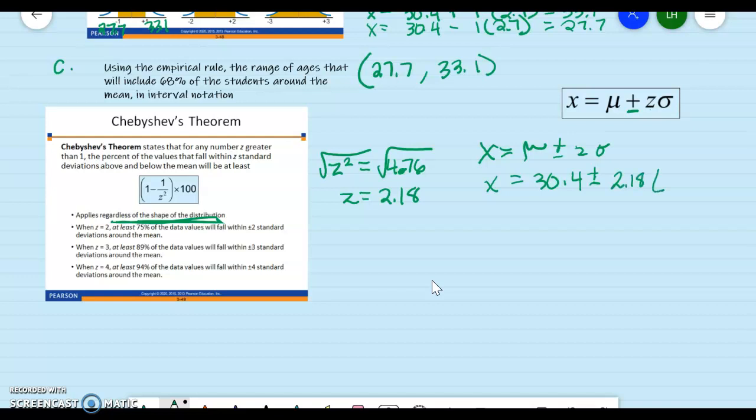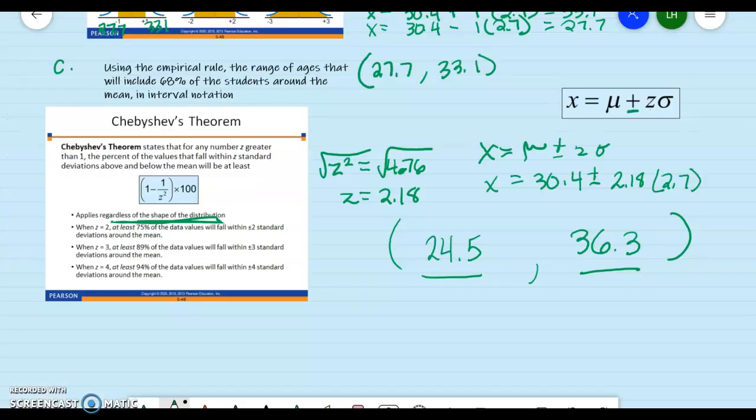And your standard deviation is 2.7. So let's plug that in. And remember, when you get your answer in interval notation, round to 1 decimal place. Okay, and you'll get 24.5 and 36.3. Let me know if you have any questions.